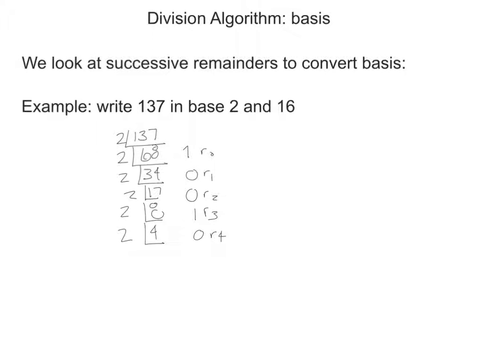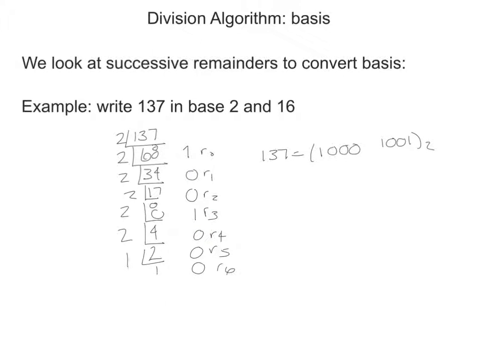We continue dividing 34 by 2, then 17 by 2, where we get a remainder of 1, 8 by 2, 4 by 2, so we finish off, that goes in twice, remainder 0, and then finally goes in once, again remainder 0. So here we have our answer. 137 in base 2 is 1, 0, 0, 0, 1, 0, 0, 1. Again, I'll write that. You're reading from the bottom up. So it's 1, 0, 0, 0, 1, 0, 0, 1.